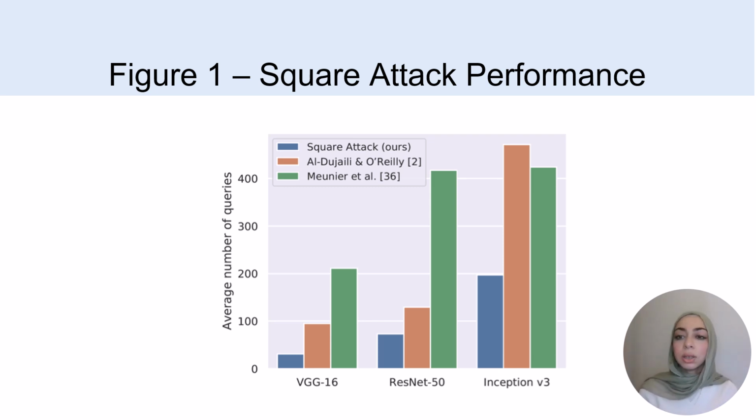This figure from the paper shows just how efficient Square Attack is compared to other black box attacks. The chart compares the average number of queries needed to successfully fool three different ImageNet models. As you can see, Square Attack consistently requires fewer queries than the others by a large margin. This is especially impressive since it's a black box method, meaning it doesn't have access to the internal details. The results highlight how effective random square-shaped perturbations and search strategies are in making the model misclassify with minimal effort.